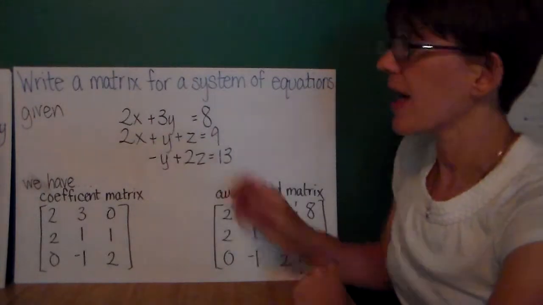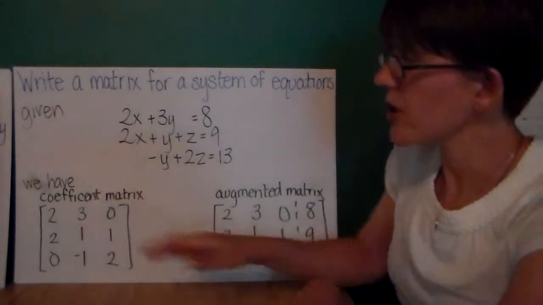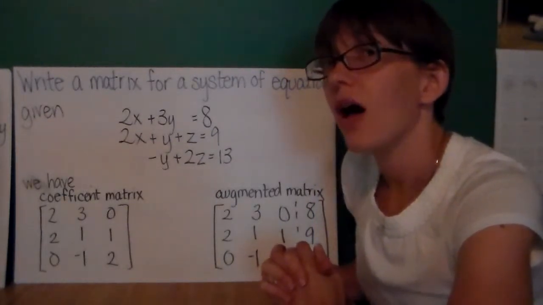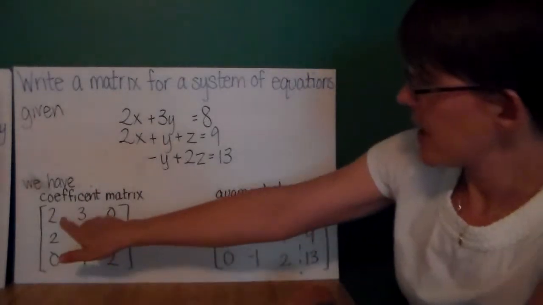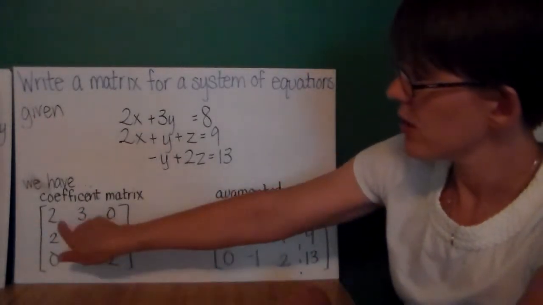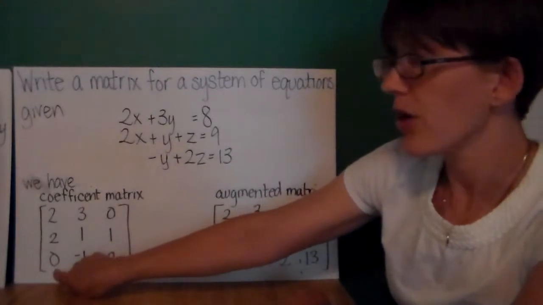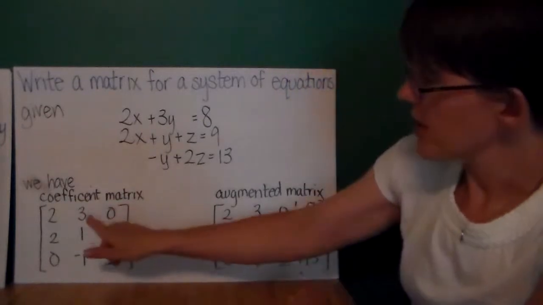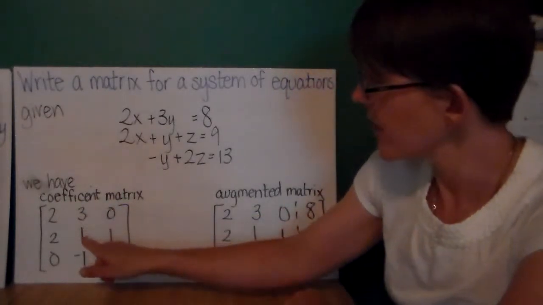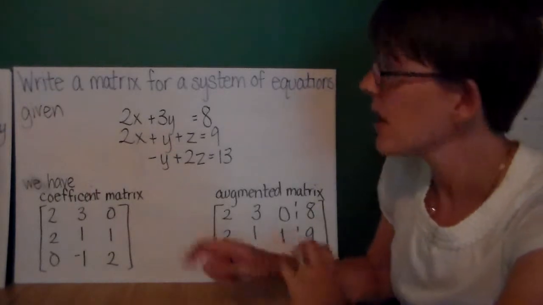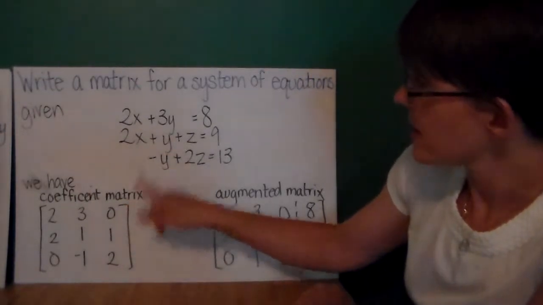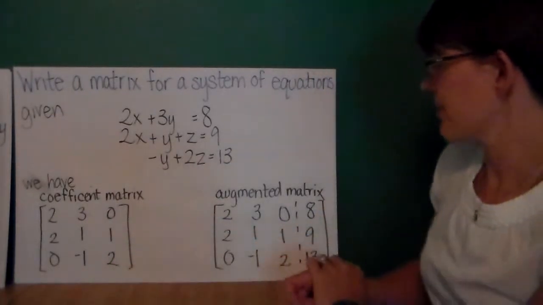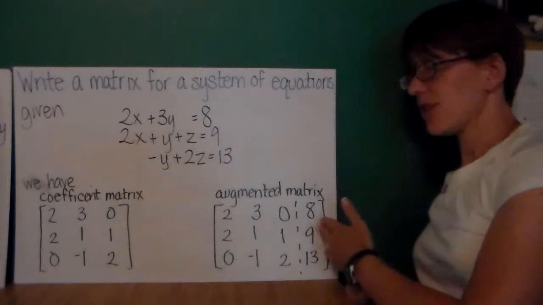So from this, I can produce 2 matrices. The first one is called the coefficient matrix, and it's called that because it includes just the coefficients of the unknowns. You can see my first column has the x's, 2, 2. In the third row, the x entry is 0 because there's no x in the third equation. The second column is for the y's, 3, 1, negative 1. The third column is for the z's. Since there's no z in the first equation, I get a 0 right here. Then 1 and 2.